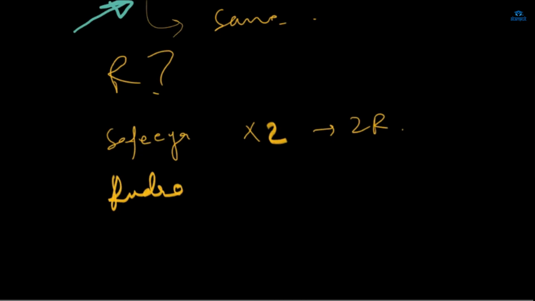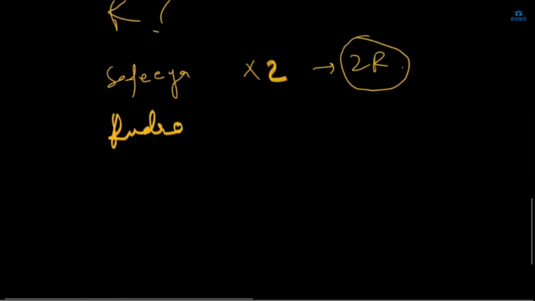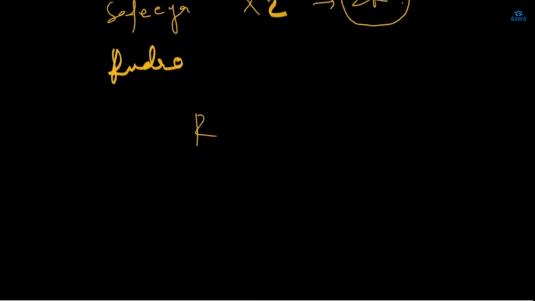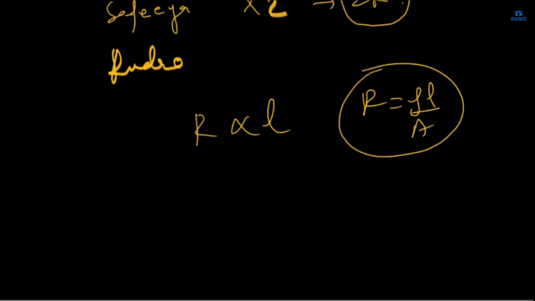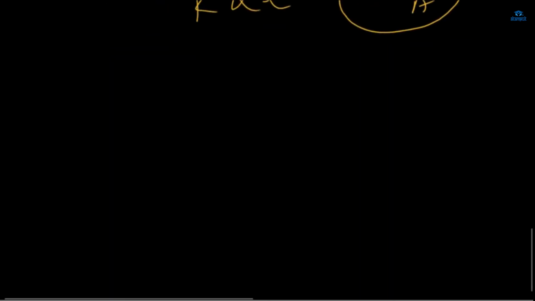But now, Safia, you are wrong here, that it will be 2R. What I told, that resistance is directly proportional to length. If length will get reduced, R will also get reduced. If length is halved, then R will also get halved, right? R is equal to rho L by A. Now, how to solve this question? Understood, Safia? Now, how to solve this question?